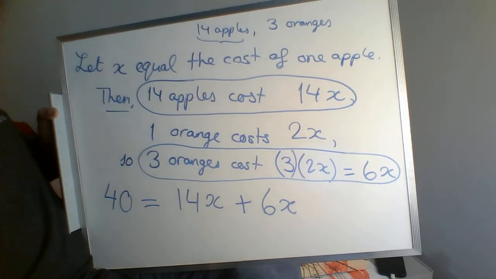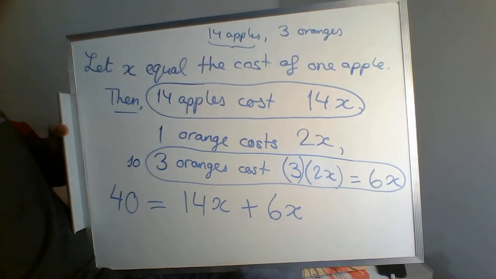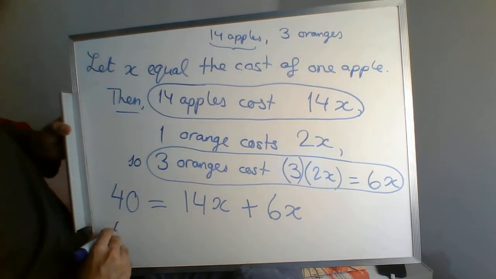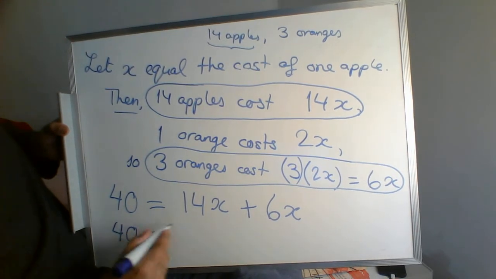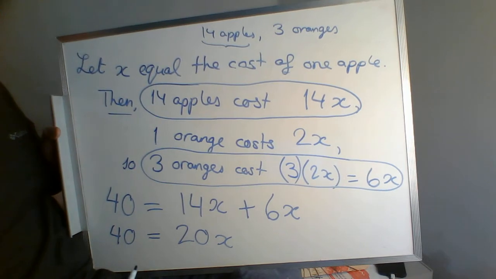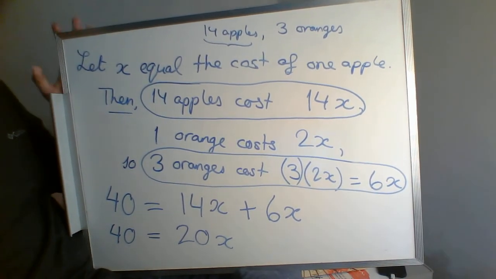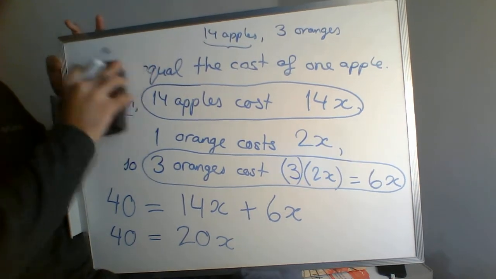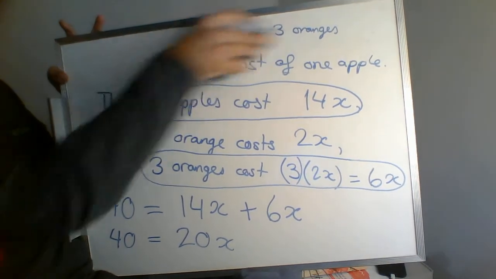Right? So, if I can combine these two together. It's just 14x plus 6x, so if I add those together, I'm going to get 20x. So we've got 40 is equal to 20 times x, and now I'm just going to erase this top part right here, just so we have enough room to finish the problem.